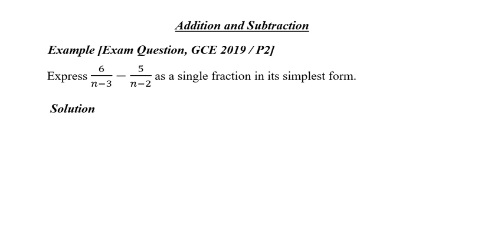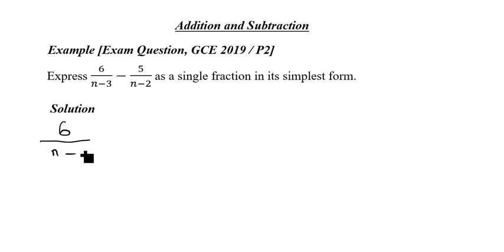algebraic fractions. In this example, we have a question which came in 2019, paper 2 GCE. Okay, so express 6 over n minus 3 minus 5 over n minus 2 as a single fraction in its simplest form. So you can see here that we are subtracting the two fractions, okay? We see that we have a minus, so we are subtracting. So, like I said, we are going to start by looking for the common denominator.